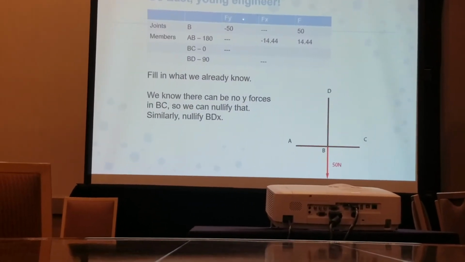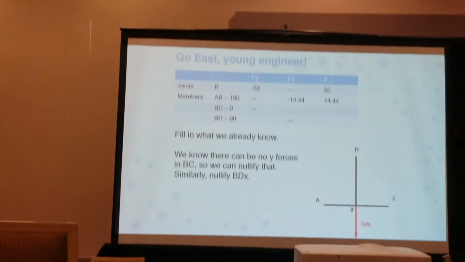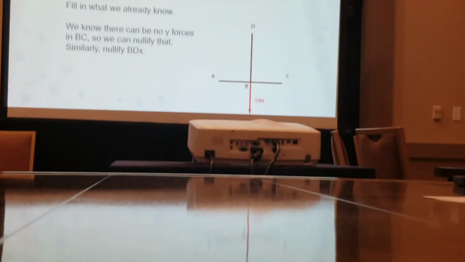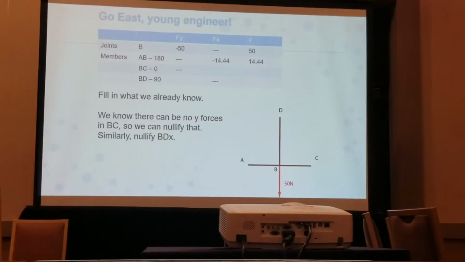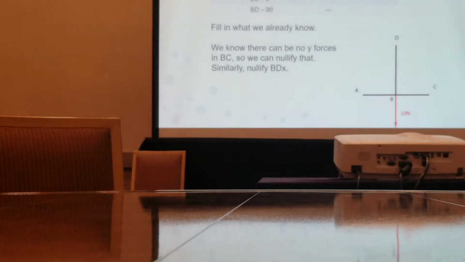Again, we can go through. B has, because it's at 270 degrees, it's got nothing in X. AB is at 180, so it's got nothing in Y. BC is at 0, so it's got nothing in Y. And BD is at 90, so it has nothing in X. We fill in what we know.